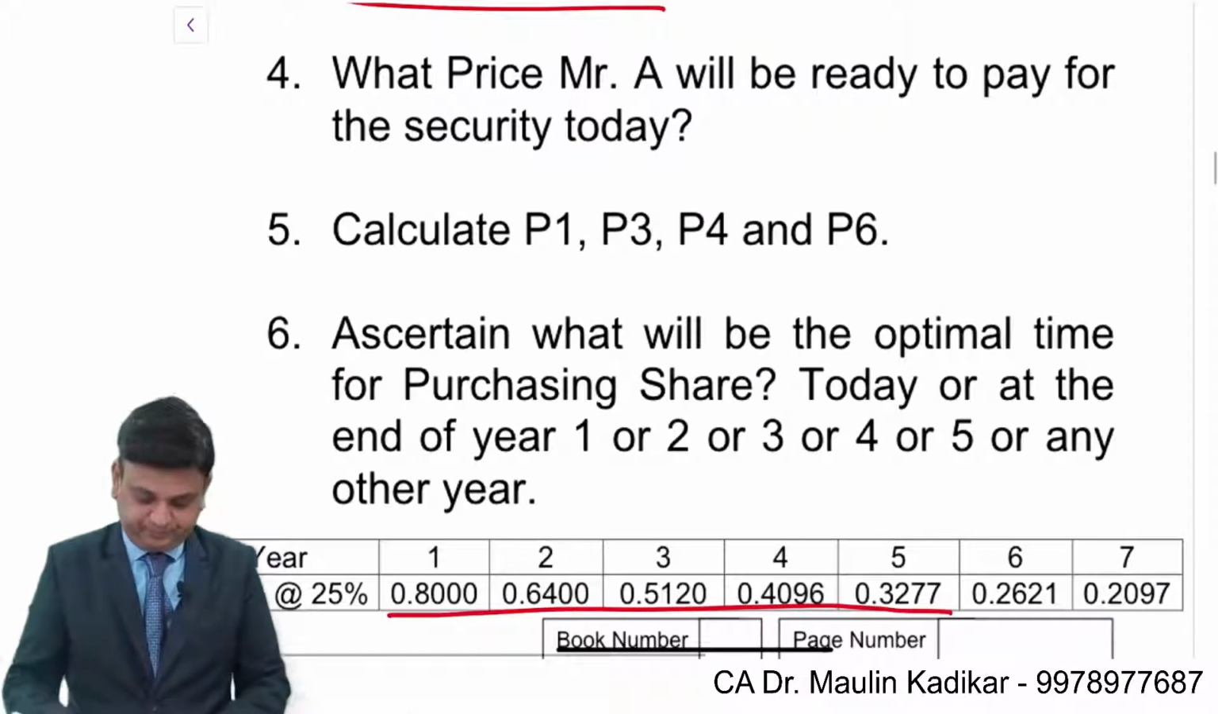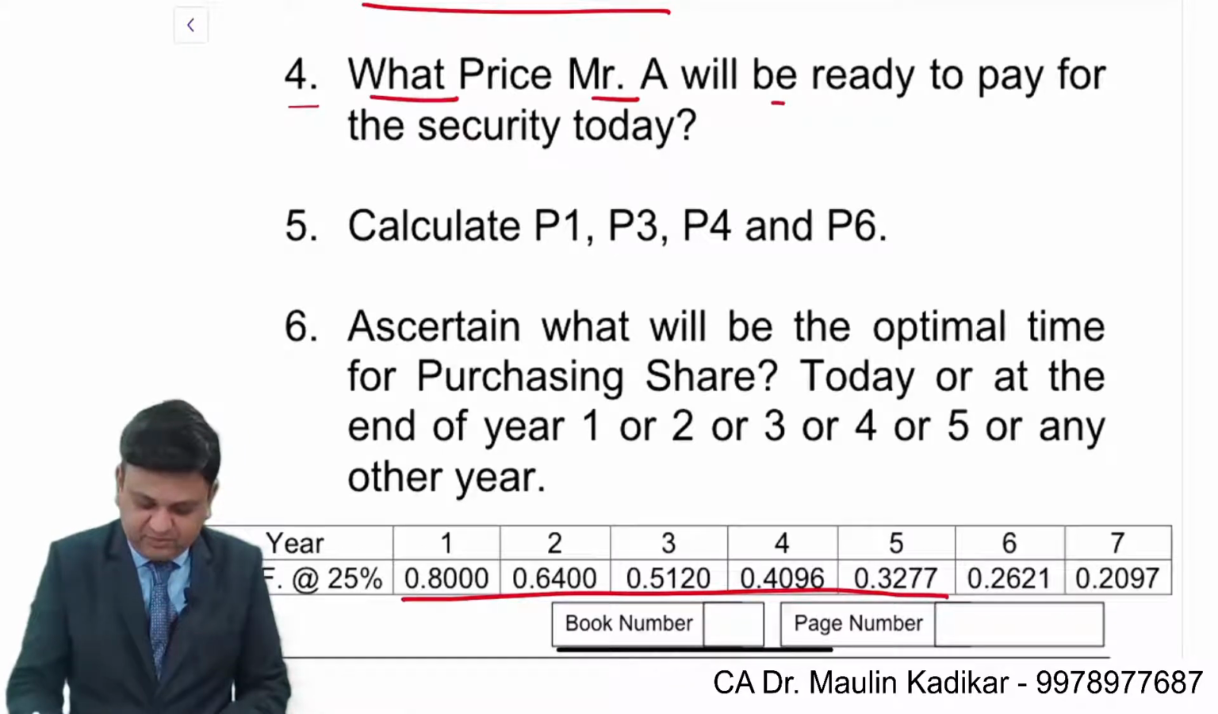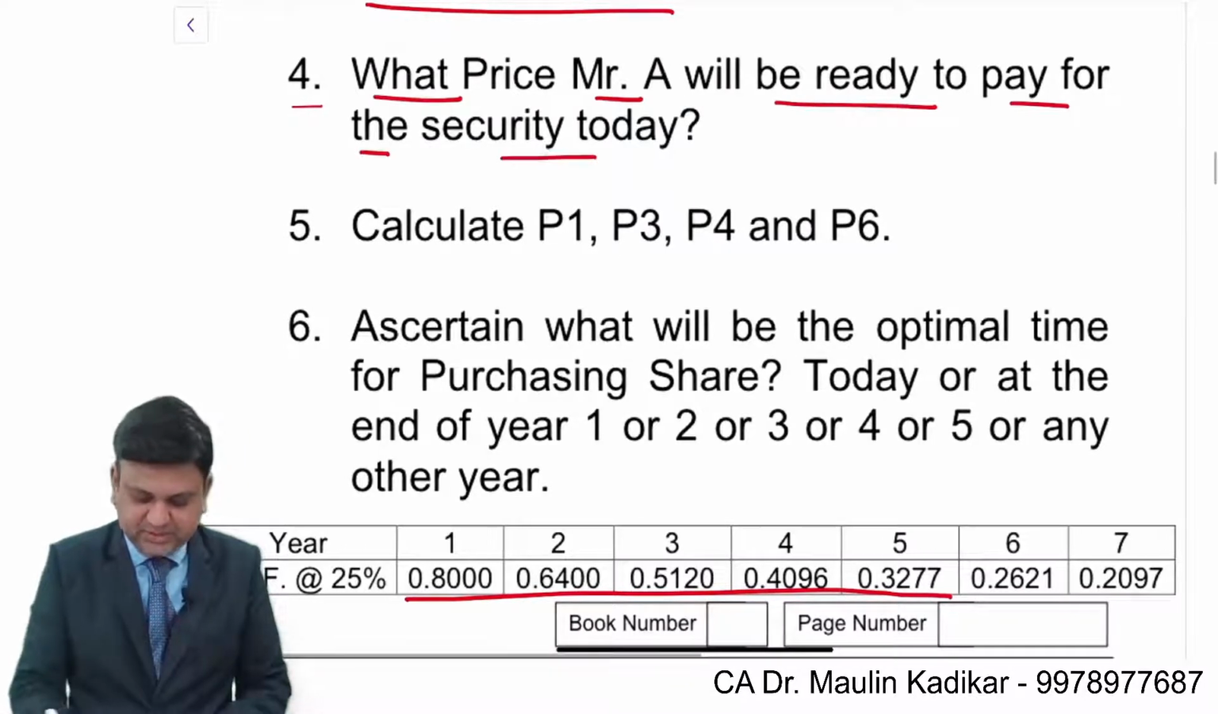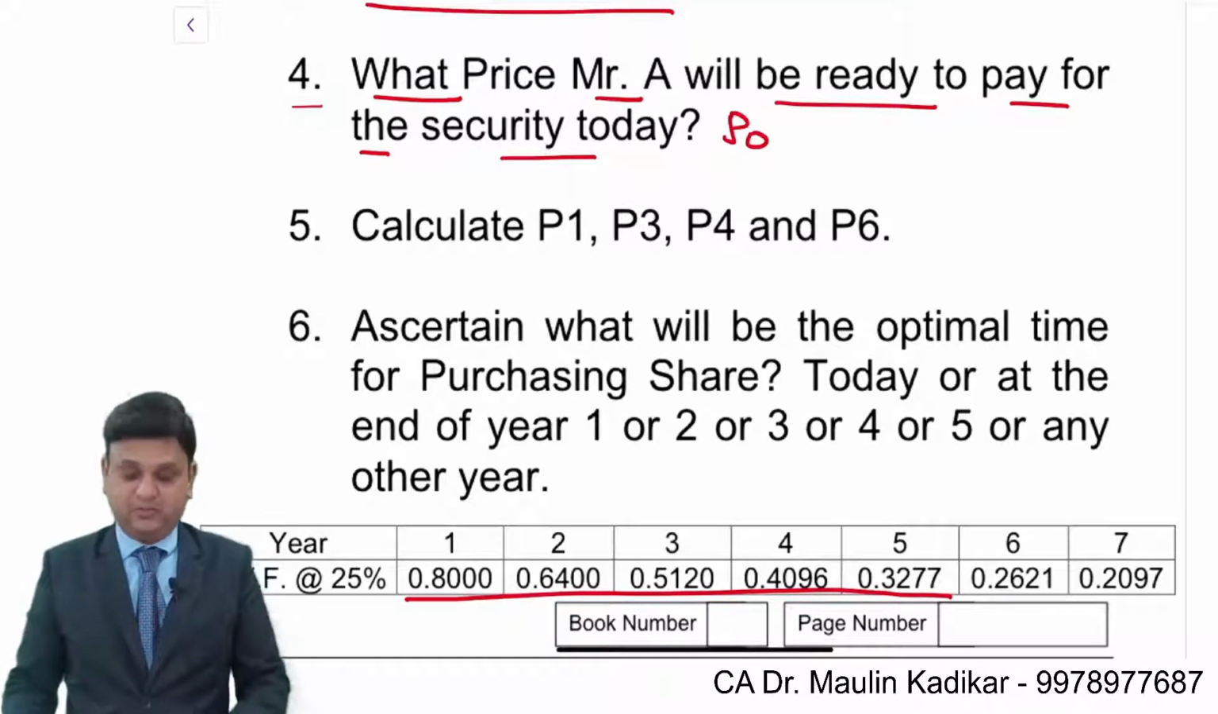Fourth question. The fourth question is, what price will Mr. A be ready to pay for the security today? In a way, we are required to make the calculation of the P0.